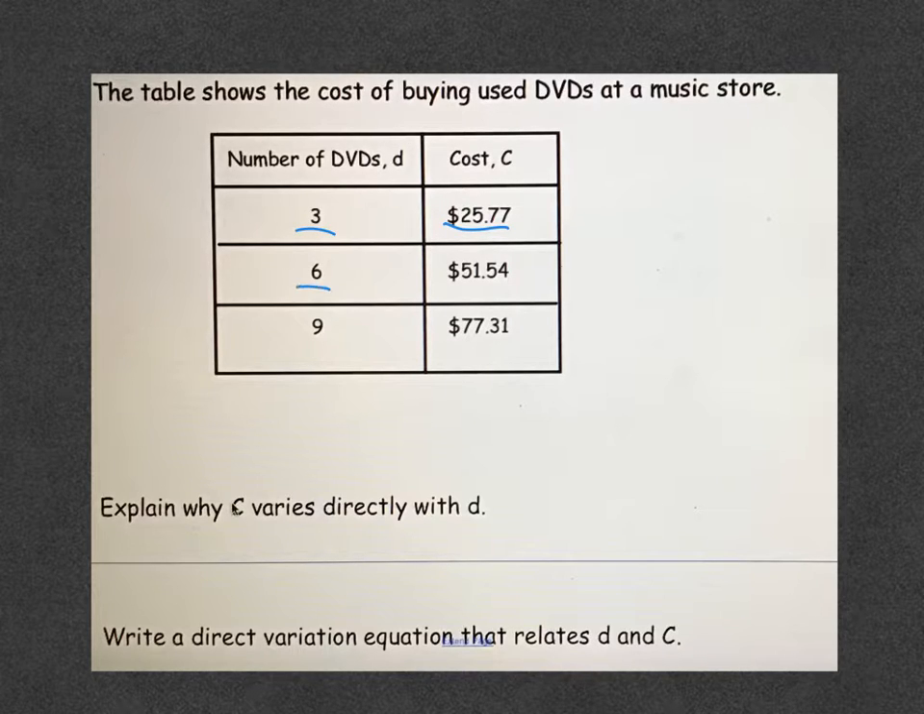If you buy 6, which is double 3, it's going to cost double the amount that 3 would cost. If you buy 9, then it's going to be triple the cost that it was for 3 here. So it's an example of direct variation because the cost goes up consistently. And if you buy 0, then it's going to cost you 0.